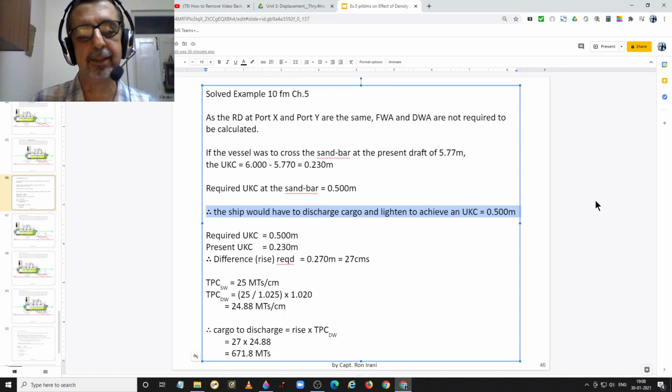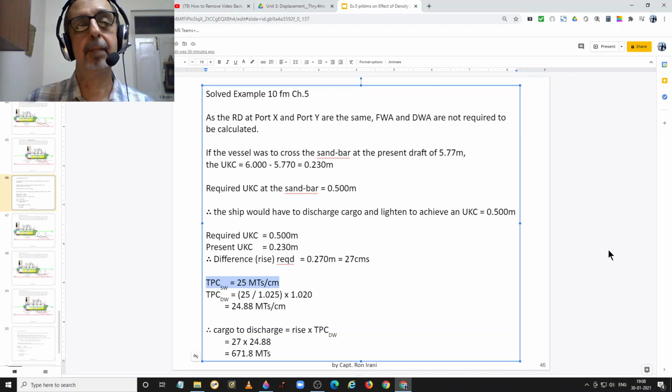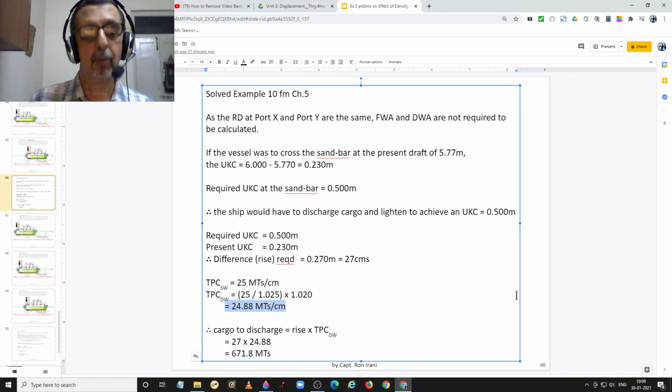So, required UKC 0.500 meters, present UKC 0.230 meters. Therefore, the difference, which is the rise that is required for the ship to lighten herself, is equal to 0.270 meters or 27 centimeters. Now, TPC given to us in the problem is 25 metric tons per centimeter, and TPC is always in salt water, and this has to be converted to TPC in dock water. To convert that, you divide the TPC in salt water by the relative density of salt water and you multiply it with the relative density of the dock water, which in this case is 1.020, therefore giving us TPC in dock water equal to 24.88 metric tons per centimeter.